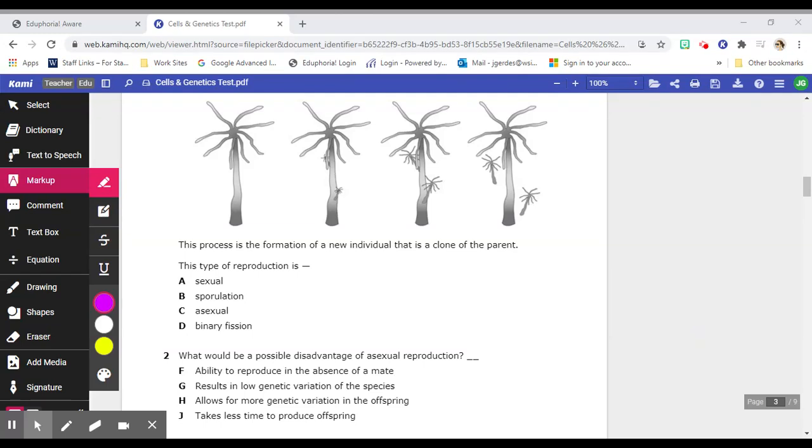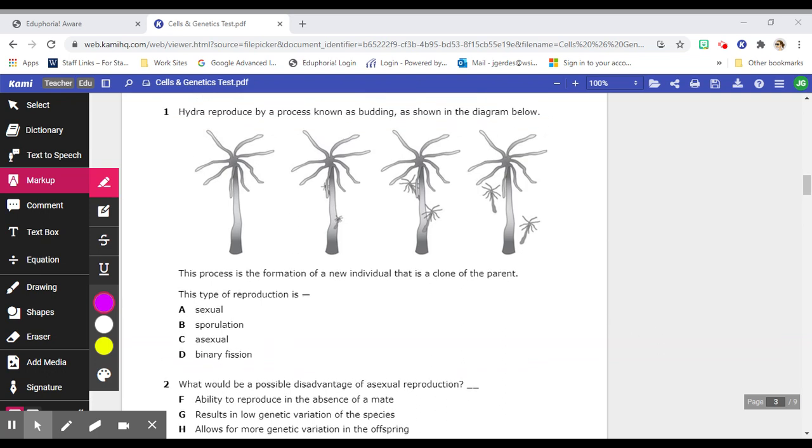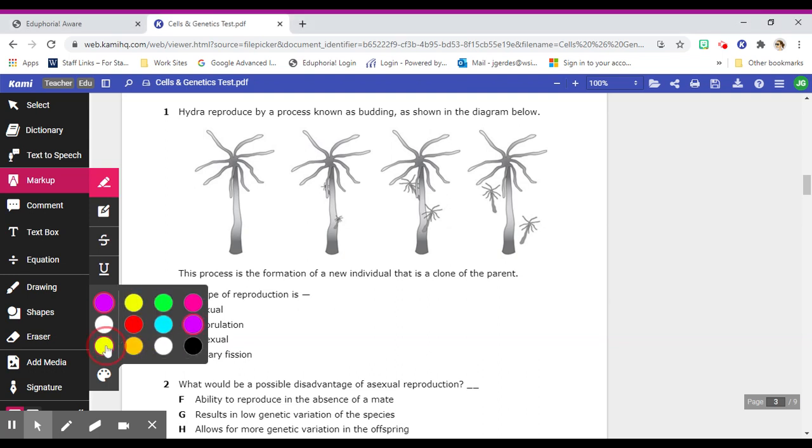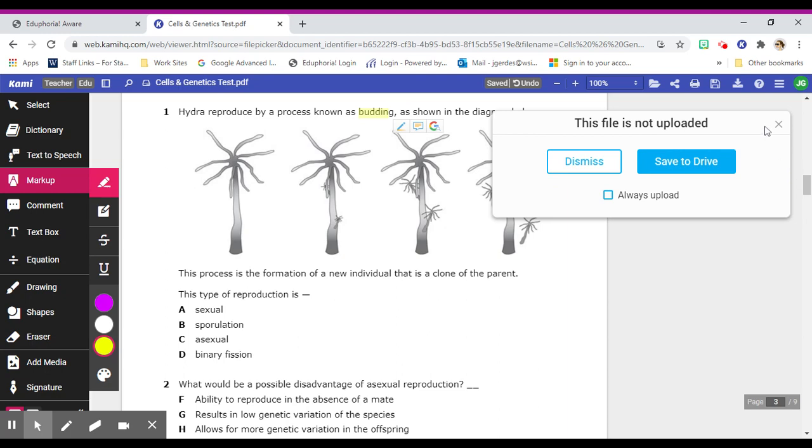Okay, we're going to go over the cell and heredity unit test, or genetics unit test. So question number 1: Hydra reproduce by a process known as budding. Okay, so that's the important thing there, as shown in the diagram below.